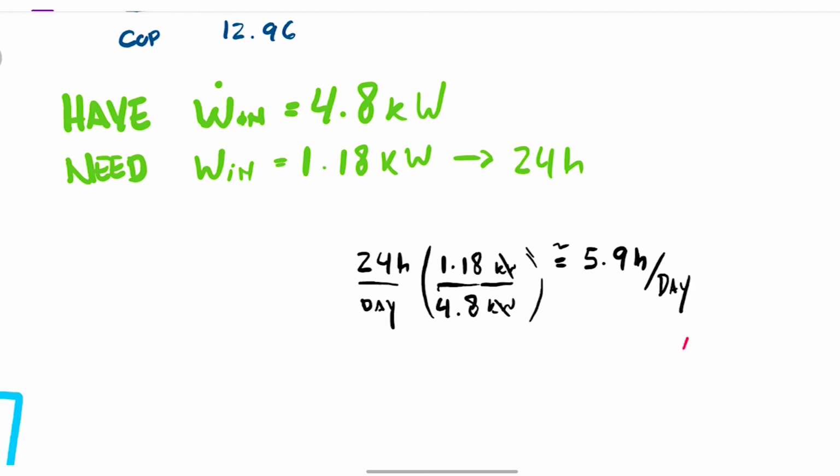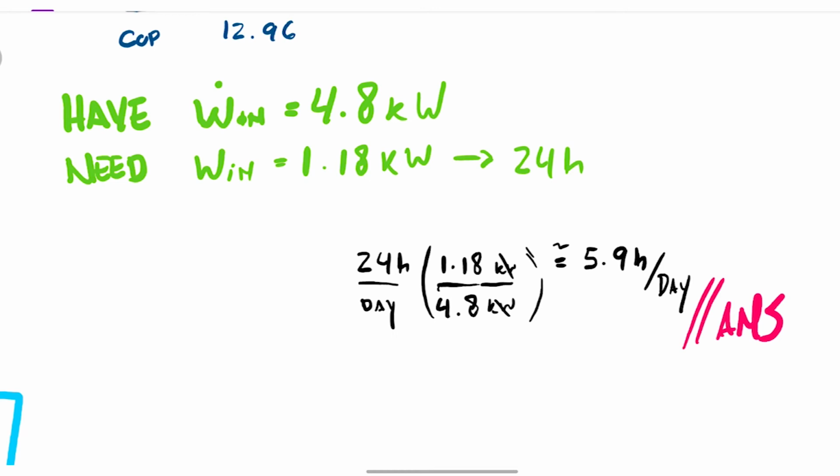So just to be sure, this doesn't mean that you can turn it on for 5.9 hours and then turn it off and it's going to all be good. What this actually means is that it can turn on for a little bit and turn off, turn on for a little bit, turn off. And the total time during one day it's going to be on is 5.9 hours, right? And it's going to keep the house at 25 degrees Celsius as long as, obviously, the condition of being 2 degrees Celsius outside is kept. Okay, so I think this is more intuitive.